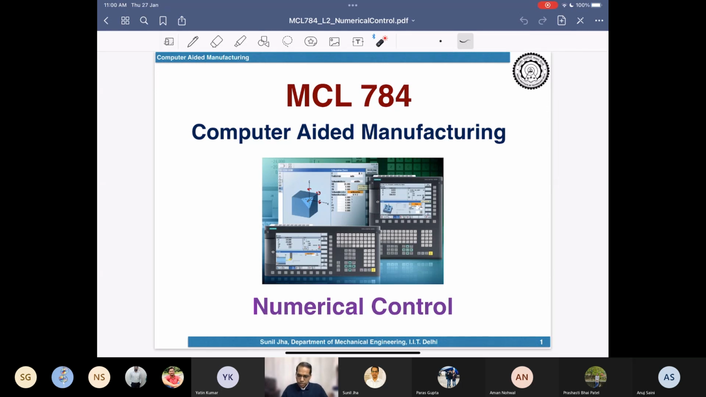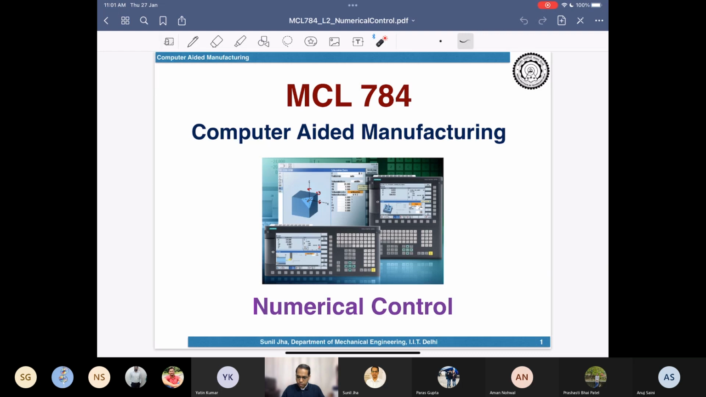Good morning, all. So I think it's time to start today's class. As I was mentioning, we have already finished the PLC understanding part. The basic instructions which are required for this course have already been given to you. Now we will be moving towards the next section, numerical control.